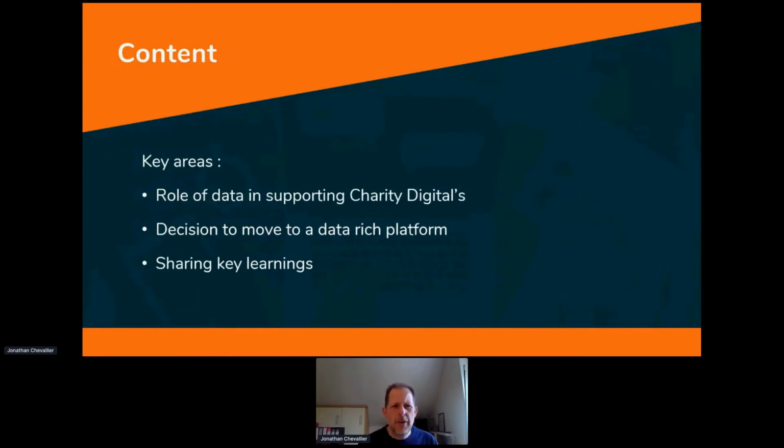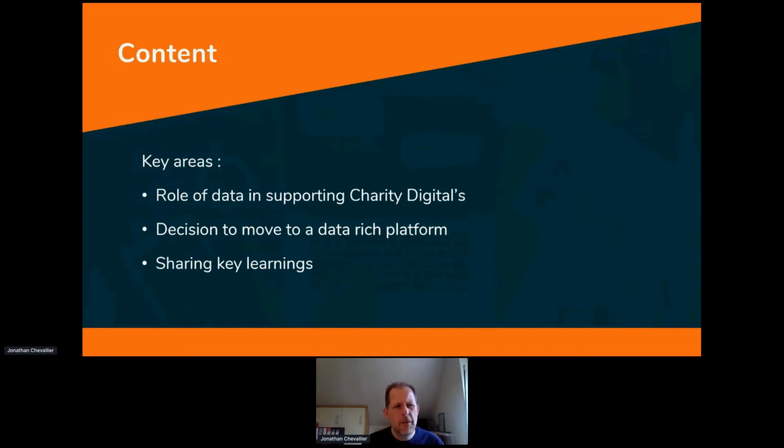So I'm going to focus on 3 things in particular. First of all, the role of data in supporting Charity Digital's transformation. And in particular, one of the key tools for surfacing that data has actually been the use of OKRs, or objectives and key results. Secondly, I'm going to talk about our decision to move to a much more data-rich platform for all of our publishing activities. And then I want to share with you some of our key learnings from those 3 years.